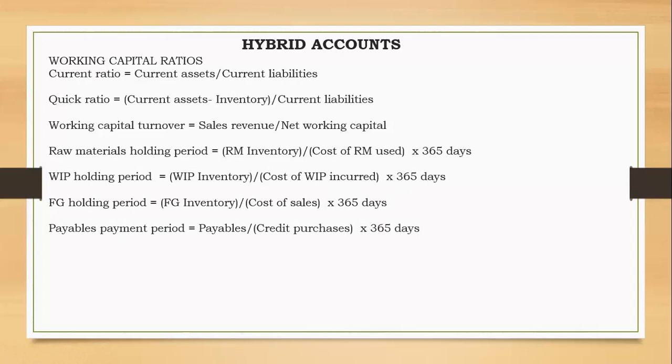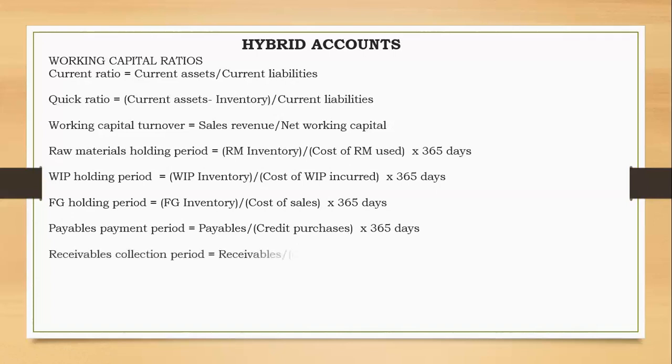Payables payment period is the time taken to pay the payables. You just take your payables over credit purchases, right? And then you multiply by 365. Note one thing: this payables payment period normally comes from raw materials for a manufacturing organization, but it could also come from finished goods for merchandising firms, and it could come from labor, let's say labor giving service on credit. So you have to be careful over here.